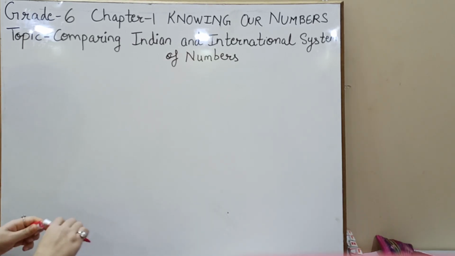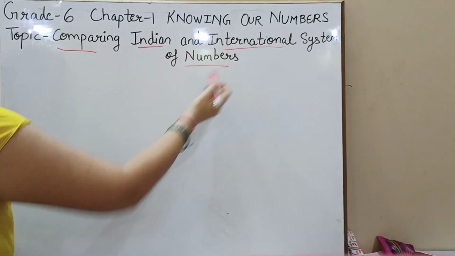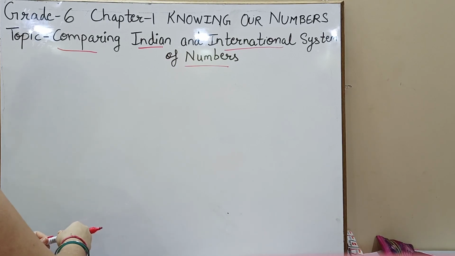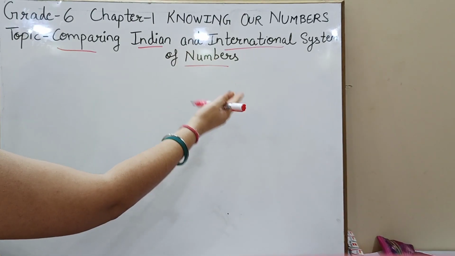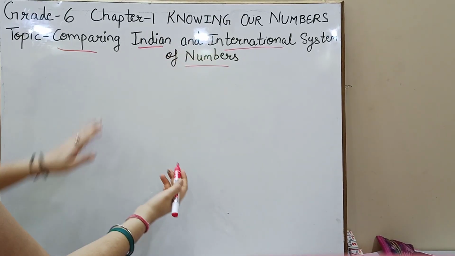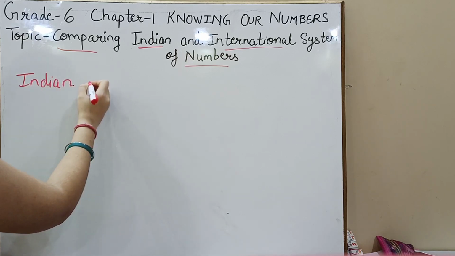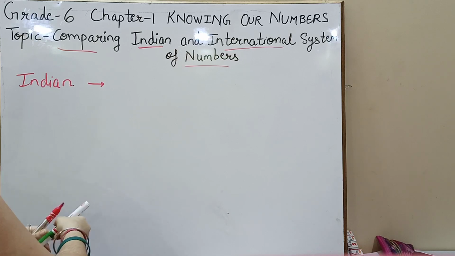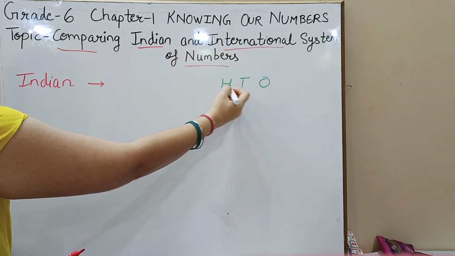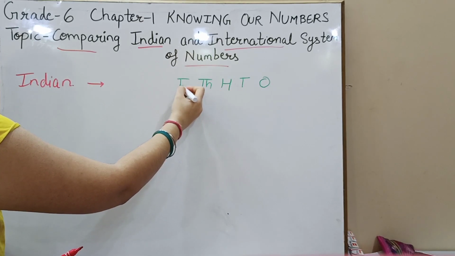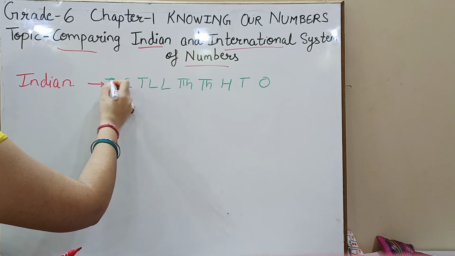Today we are going to start with a new topic, and the topic is comparing Indian and international number system. In the previous two videos we have learnt about the Indian and international number systems. Today we are going to compare them. Let us first write down the Indian system. The Indian system starts from ones, tens, hundred, thousand, 10,000, lakh, 10 lakh, crore, 10 crore.